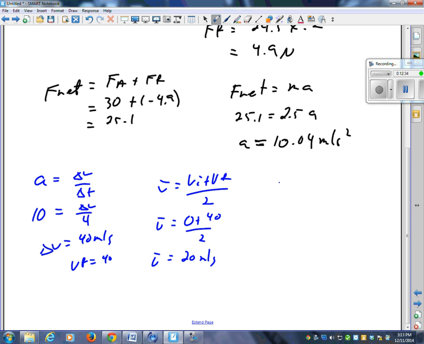And the last step, yep, 80 meters. If you can do a question like that, you are in good shape. A lot of steps there.